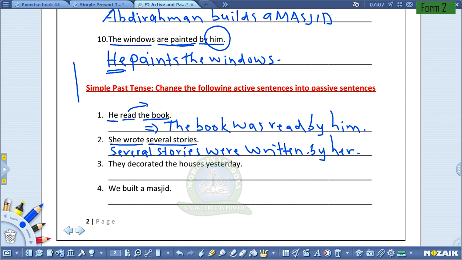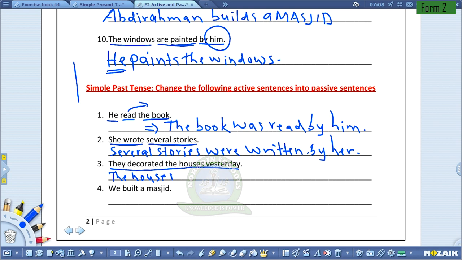Let's complete them. They decorated the houses yesterday. For example, on an occasion like Ramadan time, people always decorate their homes and they fast in the daytime, they pray, so they decorate in order to prepare for the feast celebrations. They decorated the houses yesterday. They, this is the subject, decorated is the verb, and the houses is the object.